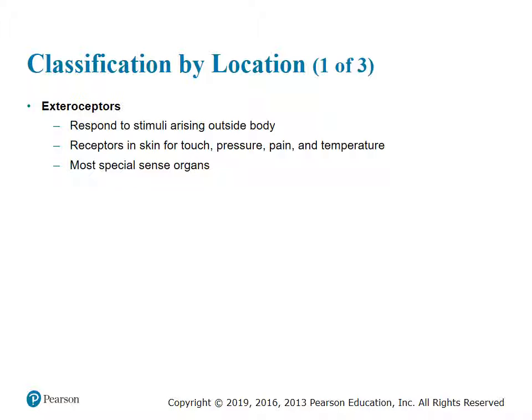Okay. These talk about location. External receptors, the keyword is outside the body. So these receptors are responding to stimuli outside the body, which can be nociceptors, mechanoreceptors, chemoreceptors, etc. So again, this is based on the location.